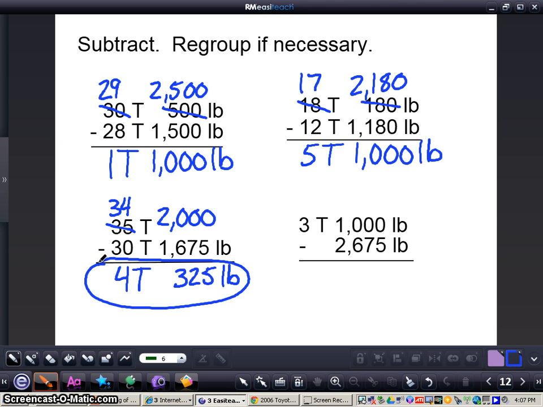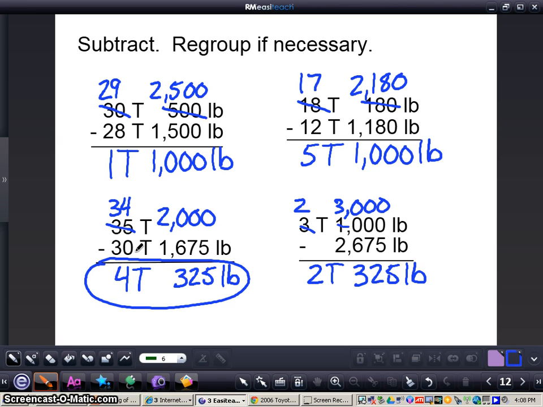Now what I want you to do is complete the problem here to the right. 3 tons, 1,000 pounds minus 2,675 pounds. Complete that problem, and you'll have to press pause, complete it, and then when you're finished, press play, and I'll have the answer for you. So I want you to pause the video right now. So we have the answer, 2 tons, 325 pounds. You can see we had to regroup. We could not take 2,675 away from 1,000, so we had to regroup, changing that 1,000 to 3,000 pounds, and we had our answer, 2 tons, 325 pounds.